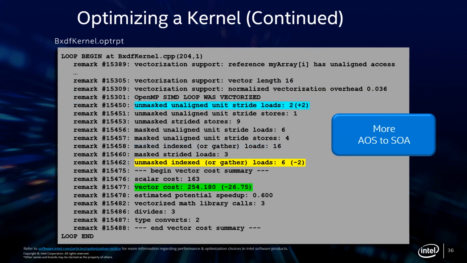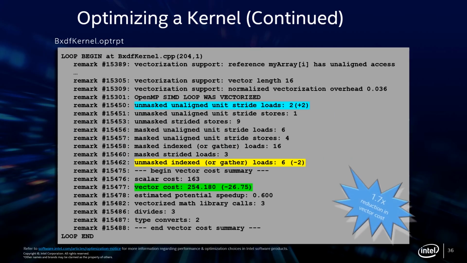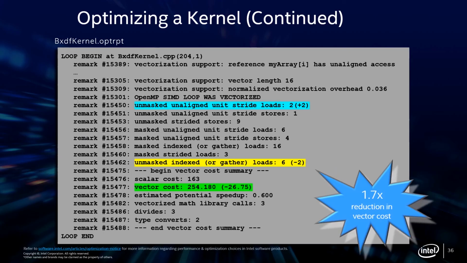We can follow that on with transitioning more of the context data from AOS to SOA, and here we can see we actually transition 2 gathers into 2 unit stride loads, and that further has a good impact on the vector cost. With a combination of all of these changes, we've reduced the vector cost from 420 to 254. That's about a 1.7x reduction in the vector costs. But again, that's not an actual performance measurement, it's just our wind vane. So how does this all actually come out when we measure the performance?